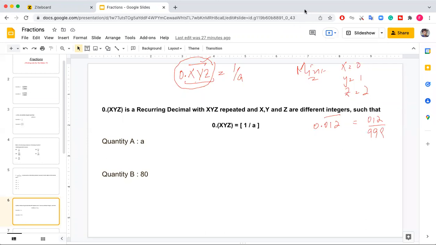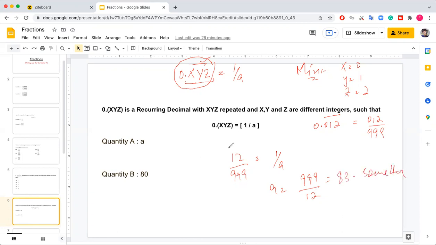So in that case, 12 by 999 is equal to 1 by a, and a is equal to 999 divided by 12. Yes, we will get a equal to 83 point something. That is only the case when we have the repeated pattern. Let's suppose we don't have the bar over x, then what will you do? So the answer for this is 83 point something.